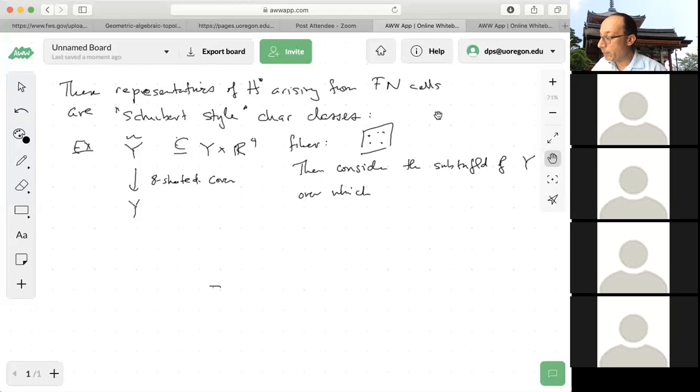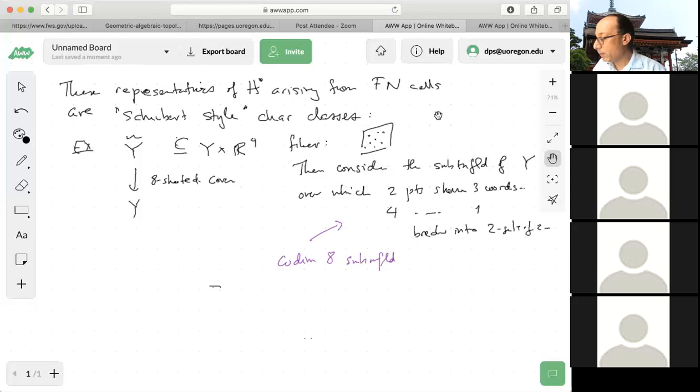And so we can say over which, say, 2 points share 3 coordinates, our favorite little example, 4 points share 1 coordinate, and also break into 2 sets of 2. This submanifold is going to be a codimension 8 submanifold of Y. Assuming some transversality, that means I've got a class in H^8. And that's a characteristic class of this finite sheeted cover.